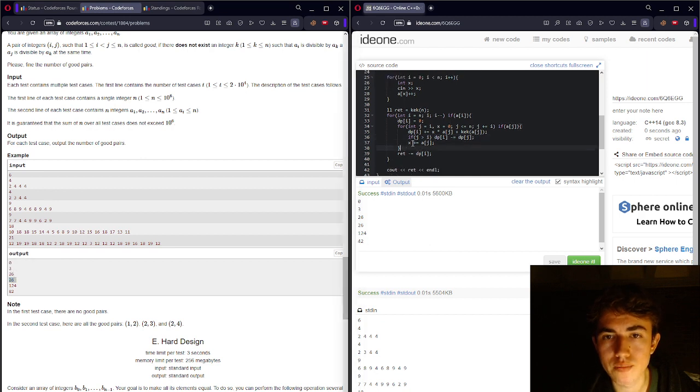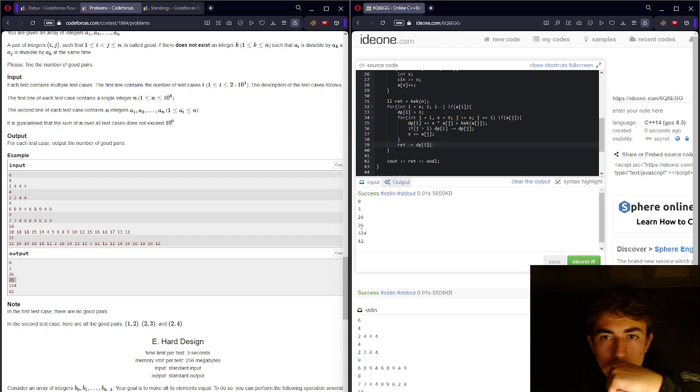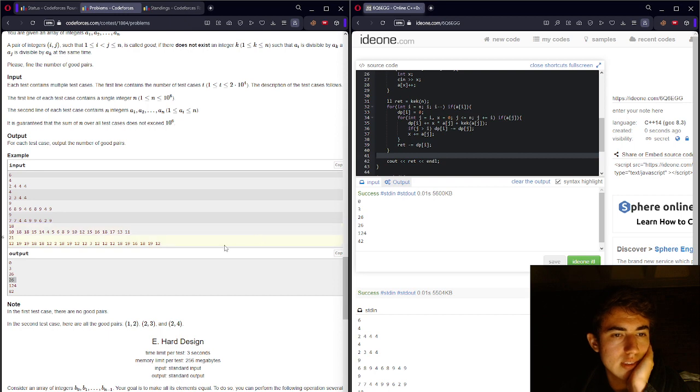Alright, let's think about it. So this is multiples between different values. This is the number of pairs of the same value. And then we're subtracting out those, yeah. x plus equals a of j. Alright, what could I be missing? Why is only that one wrong? That doesn't even make sense.